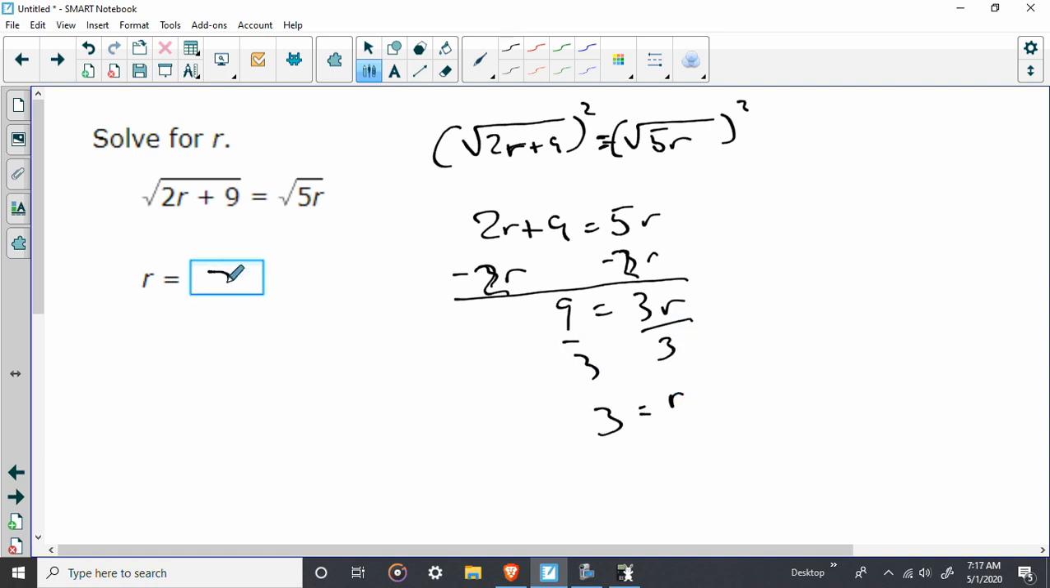Okay, you can always check your answers. 3 times 2 is 6. 6 plus 9 is 15. So this is the square root of 15. And 5 times 3 is the square root of 15. So you don't even have to evaluate the square roots. I mean, you know that the square root of 15 is equal to the square root of 15.